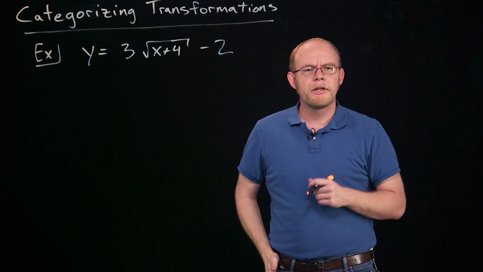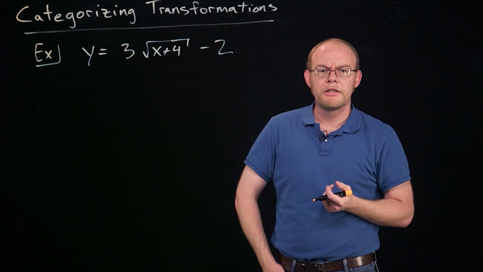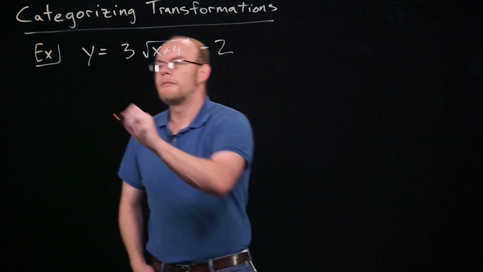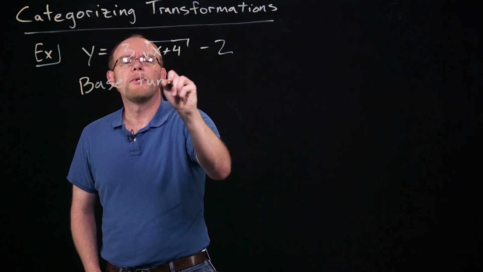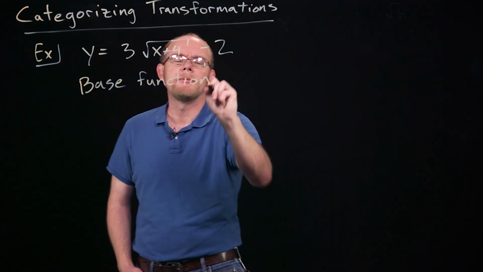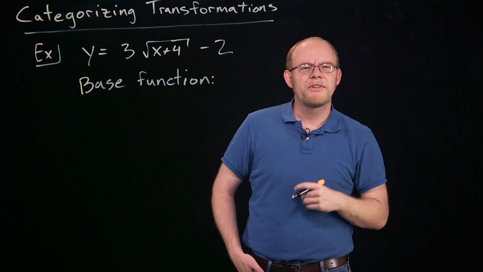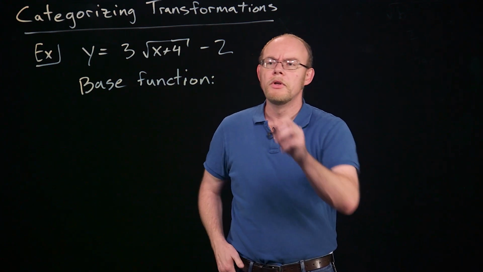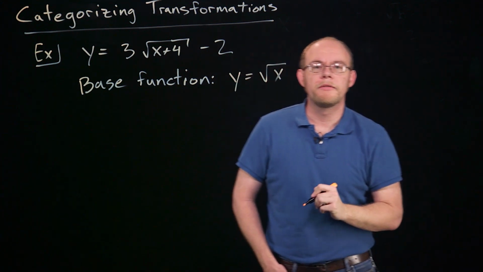Now, anytime we're trying to figure out what transformations we need to do, we need to at least figure out what type of function it is and find the base function. The base function is whatever function is not basically adding, subtracting, multiplying, or dividing. So if we look at this, the only operation that's outside is the square root. So in this case, our base function is y is equal to the square root of x.